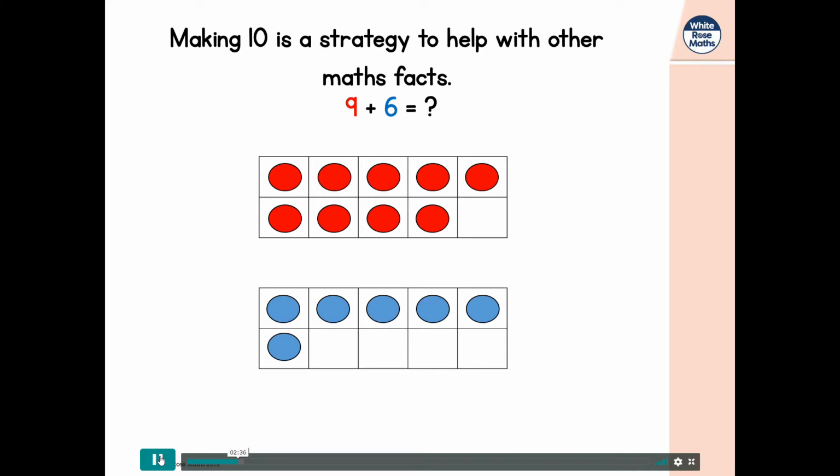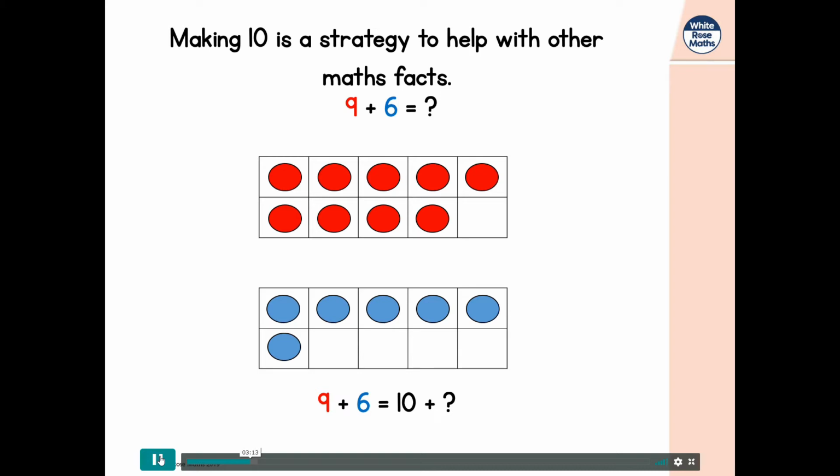But once again, we want to be using making 10 as our strategy. Which one of these could we make 10? Let's think about those 9 red counters at the top. Do you remember your number bonds? How many do we need to add to 9 to make 10? We're actually going to be seeing how 9 plus 6 is the same as 10 plus something.